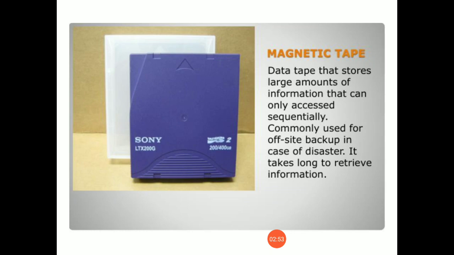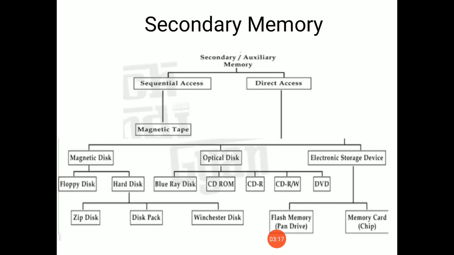It is highly reliable and it requires a magnetic tape drive for reading and writing data. It has a storage capacity of 100 MB to 200 GB. The width of the ribbon also varies from 4 millimeter to 1 inch. So this was magnetic tape, which comes under sequential access memory. Under direct access also we have magnetic memory.